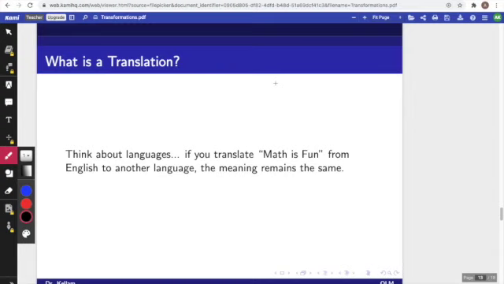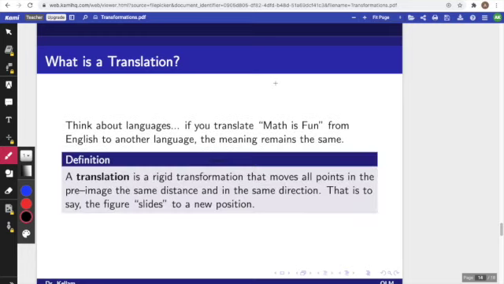Really, essentially, when we're talking about languages, it's taking the words from one language and sliding them over to the other language. And that's exactly what a translation is. All of the points in the preimage are moved in the same direction with the same distance. So we slide whatever figure we're talking about from one spot to another spot.